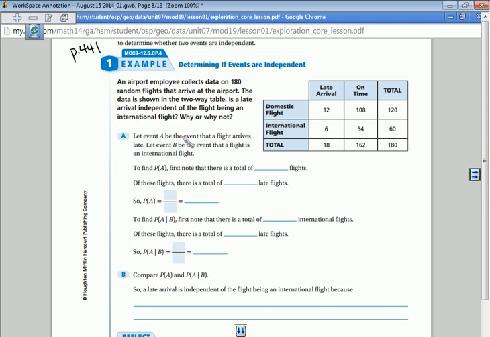So it says let A be the event that the flight arrives late. Let event B be the event that the flight is an international flight. So we're going to use the formula we just looked at to see if this holds, if this is independent. So to find the probability of A, we're going to find the total number of flights, which is given to us. Really nice, isn't it? You didn't even have to add it up. So there are 180 flights. And how many of those were late? 18. So the probability of event A occurring is 18 over 180, which is 1/10.